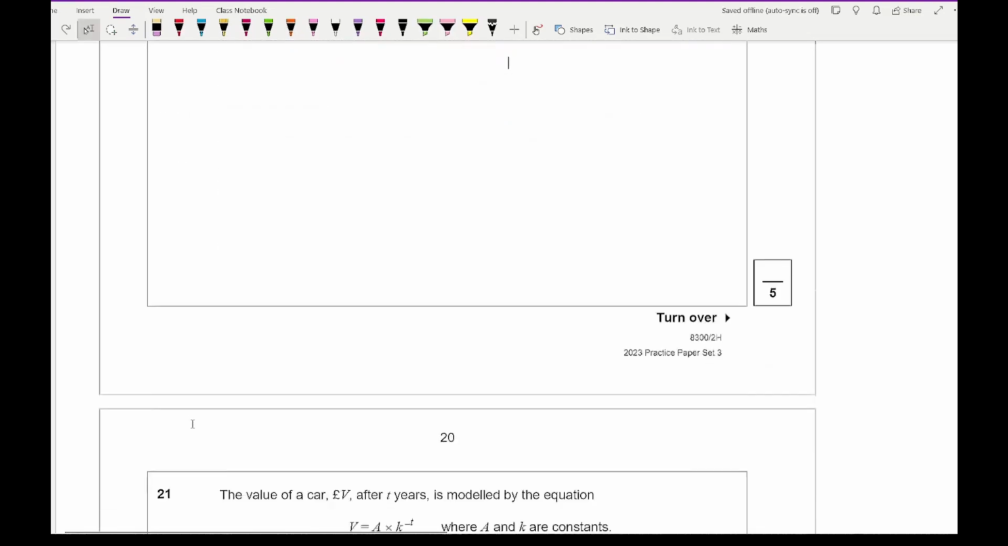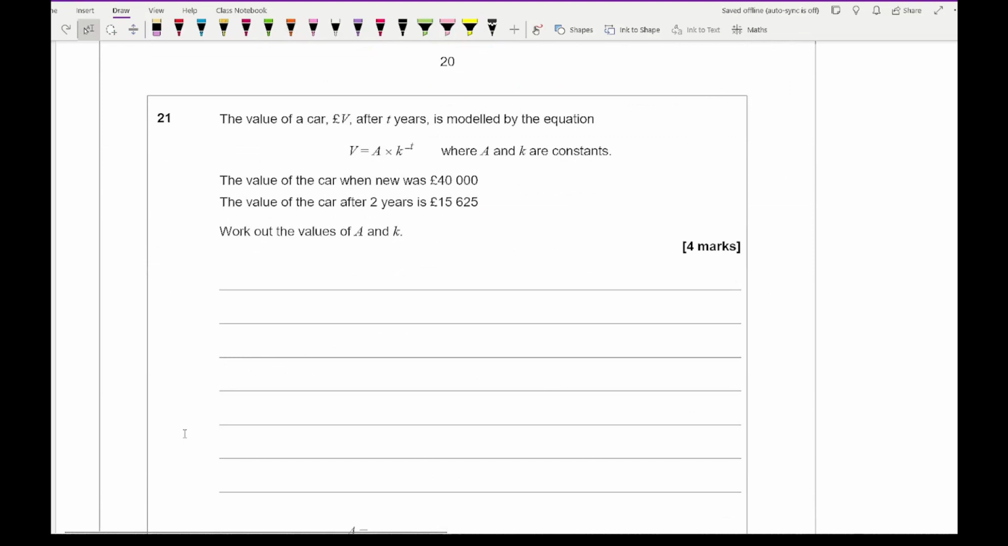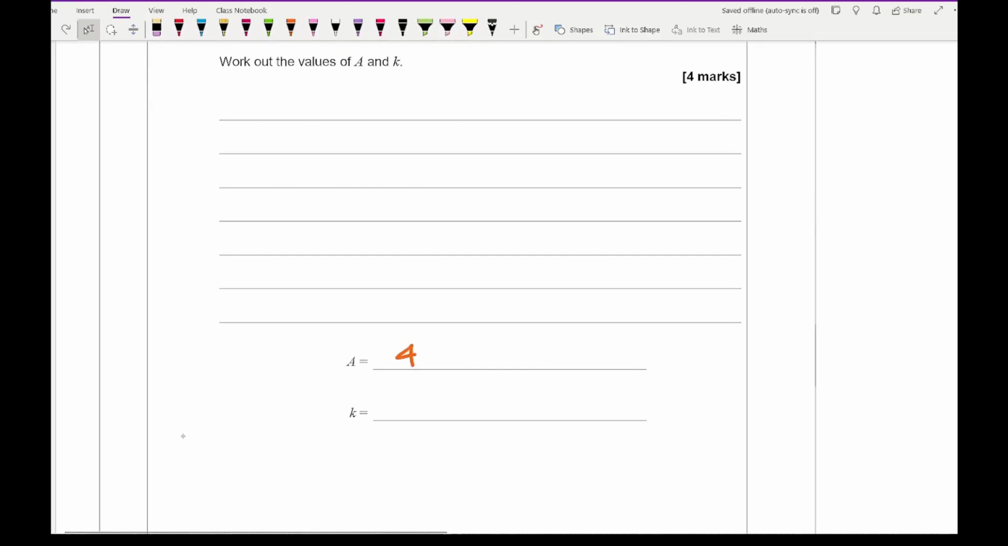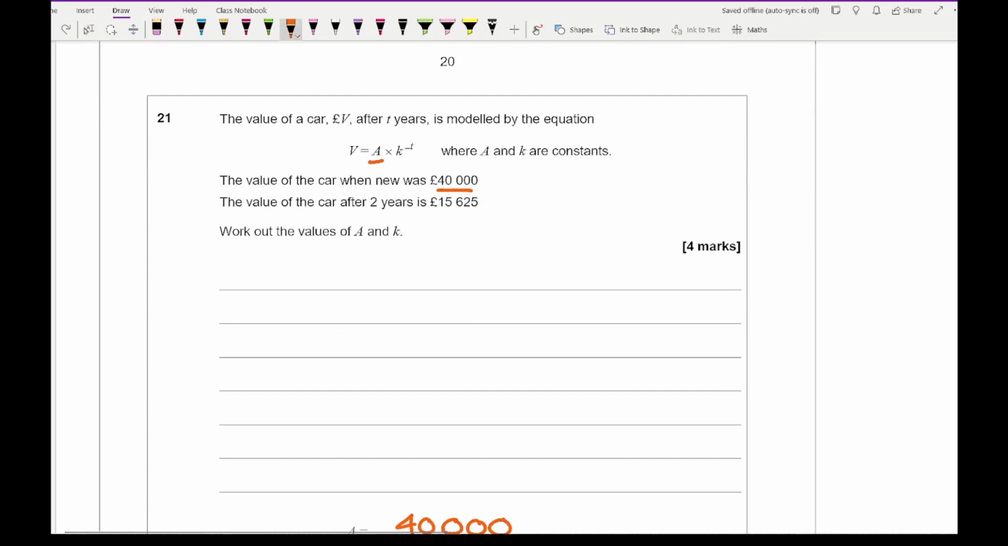There we go. Then moving on to question 21, it says the value of a car in V pounds after t years is modelled by the equation V equals A times K to the power of minus t, where A and K are constants. The value of the new car was £40,000 when it was new, and the value after 2 years is £15,625. Now the question is asking us to work out the value of A and K. Well, this value A is, if you know compound interest, going to be the initial value. So we know straight away that V is going to be £40,000. So A is 40,000.